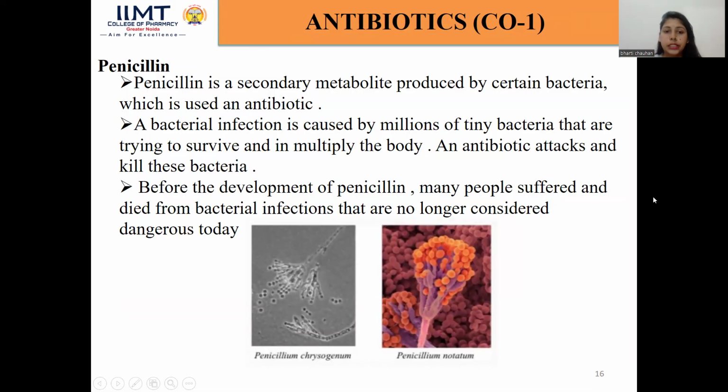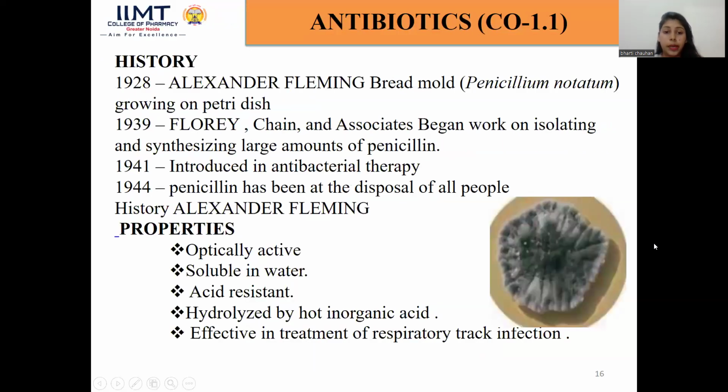What is penicillin? I have already discussed the history of that. It is a secondary metabolite produced by certain bacteria, which is used as an antibiotic. We have been using penicillin as an antibiotic in a wide range. About the history, I have already told you that in 1928 Alexander Fleming discovered penicillin by serendipity. In 1939, they isolated and synthesized a large amount of penicillin. In 1941, this was introduced in antibacterial therapy. In 1944, penicillin was at the disposal of all people, which means it was used in a wide range.